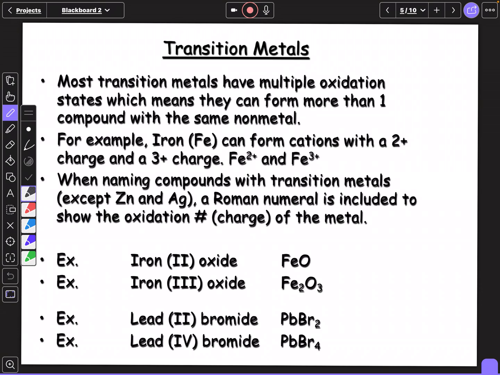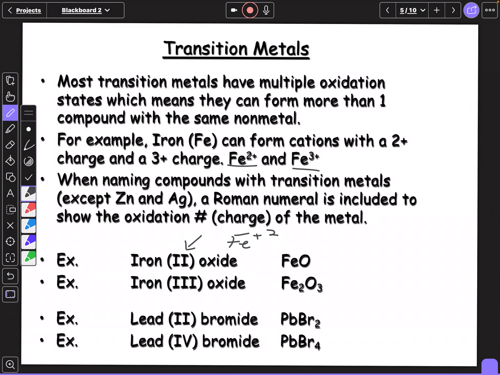Okay, next, most transition metals have multiple oxidation states, which means they can form more than one compound with the same nonmetal. For example, iron can form cations with a 2+ charge and a 3+ charge. That's how they would be written. When naming compounds with transition metals, except zinc and silver, a Roman numeral is included to show the oxidation charge of the metal. So for iron, if you see this Roman numeral, it's telling you the charge. It's telling you that this iron, in this case, was a +2. It gave up 2 electrons.